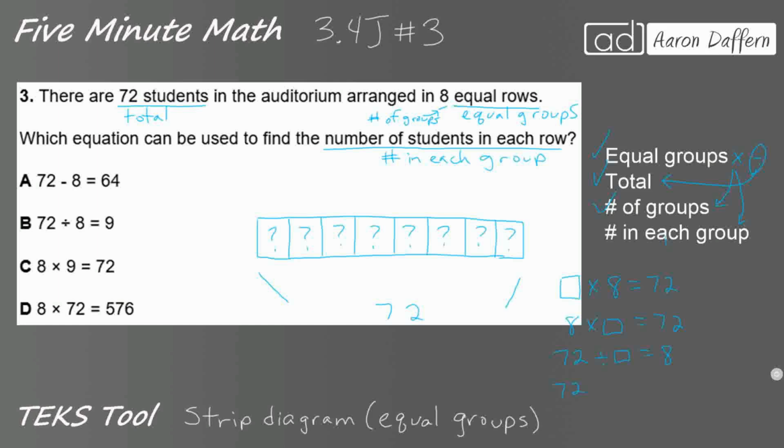Or what we're going to need here is 72 divided by 8 equals my unknown number. And in this case, we don't need the unknown number, we need the 9. Even though this is part of it, we don't need it because we don't need 72 students in each row. So that's a trick. Our answer here is B.